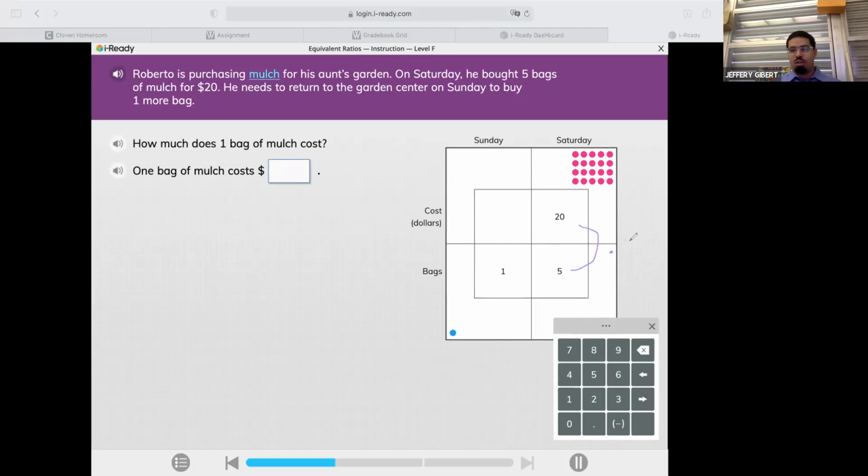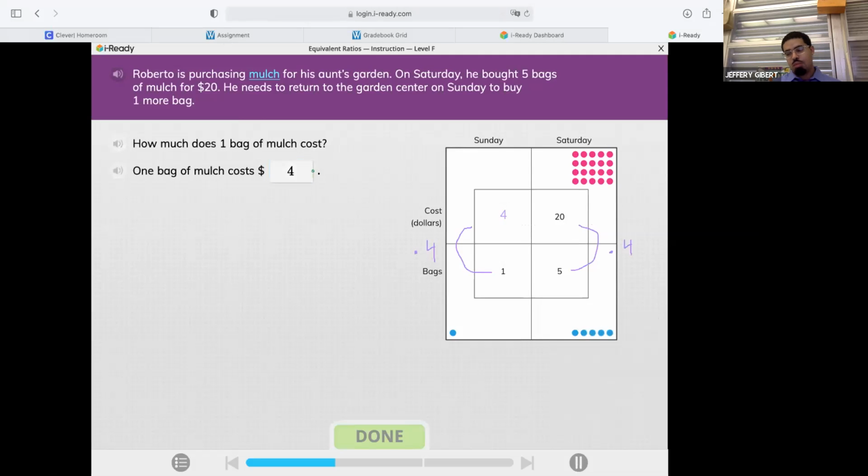For those that don't know how she got 4, 5 times 4 is 20. So if I did the bottom times 4 to get the top on this side, I got to do the bottom times 4 to get the top on the other side. And 1 times 4 is 4. Great.